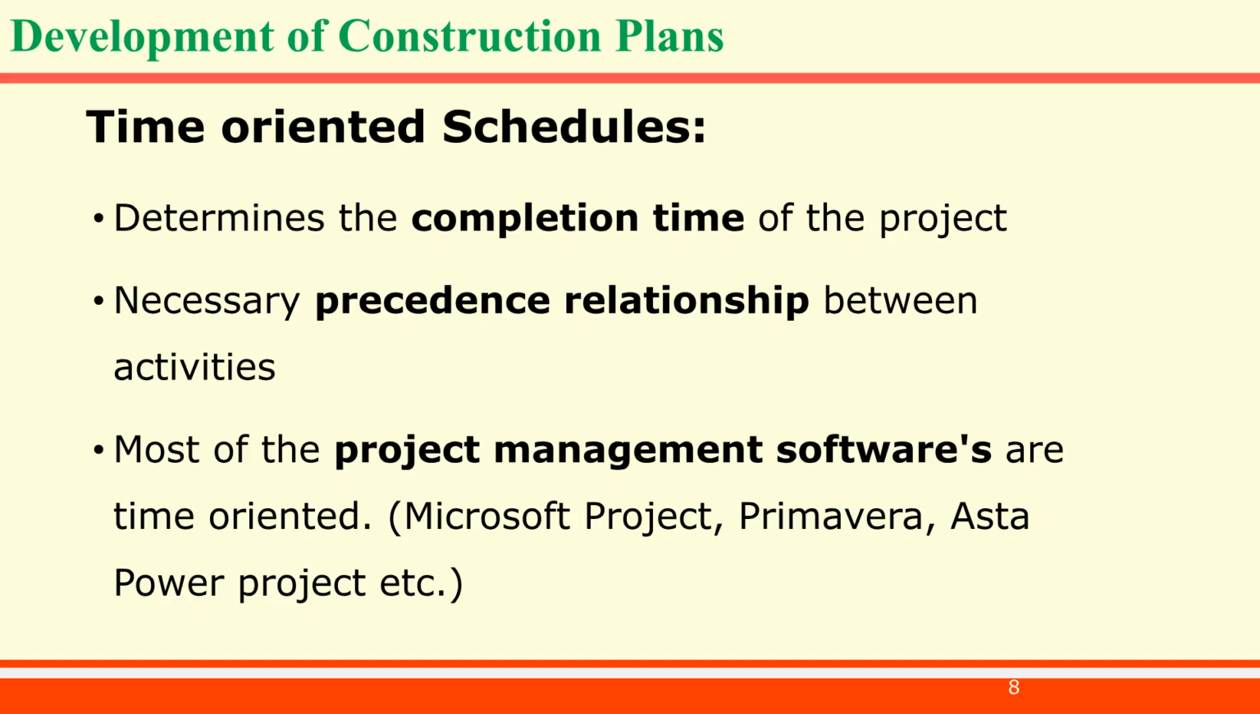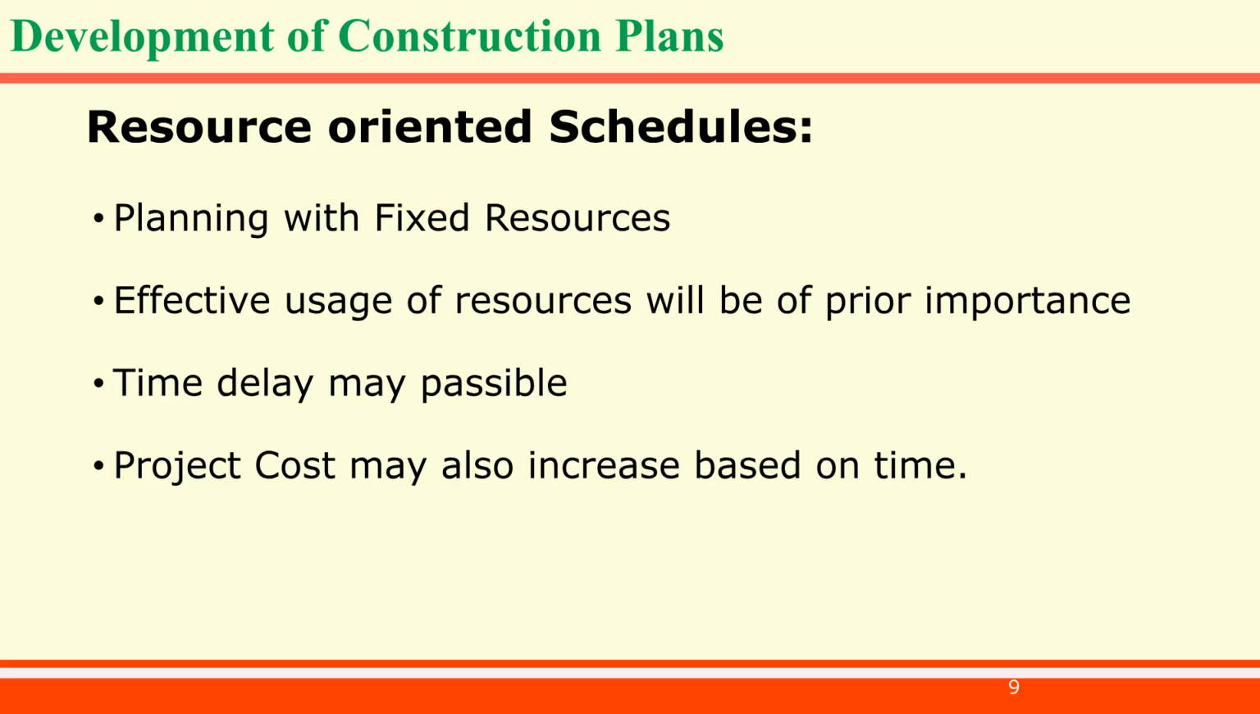Tools used: software like Microsoft Project, Primavera P6, and Asta Power Project are designed around time-oriented planning to track deadlines and critical paths. Second, we have resource-oriented schedules. Focus: used when key resources are limited, such as a fixed budget, limited labor, or having only one tower crane on site. Trade-off: maximize how efficiently that limited resource is used.